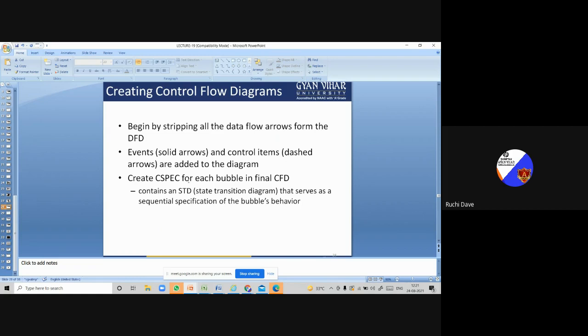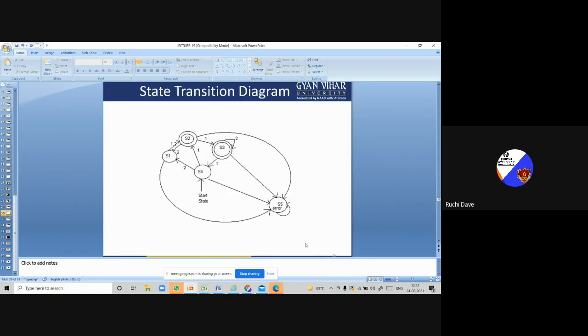So events solid arrow, controls dash arrow are to be added, and then you have to create the specification for each bubble to get the final CFD. It contains the state transition diagram also. So look here, if you are asked to make this kind of state transition diagram, then you show how it moves from state 1 to state 2 to state 3 to 4 like that.